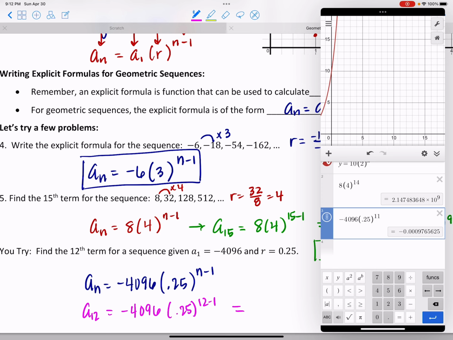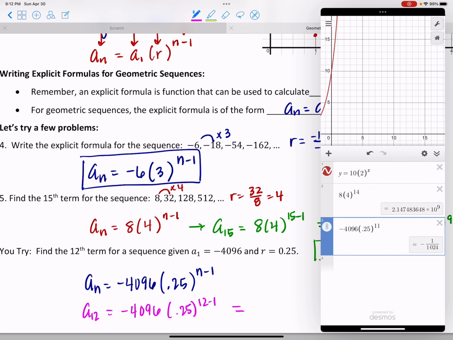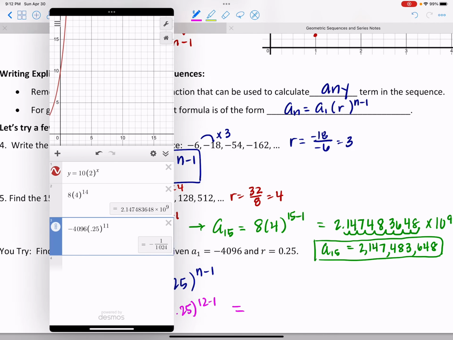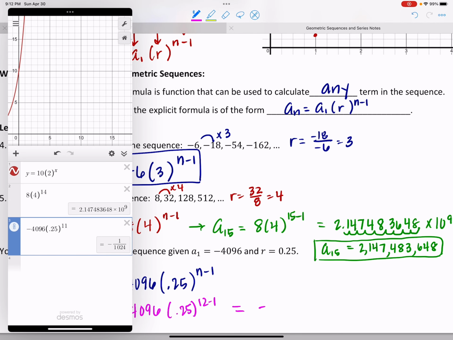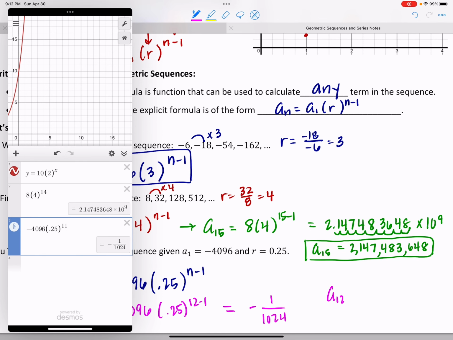Now that decimal is not difficult to write down, but if we can change this to a fraction that's a little bit cleaner, then I probably would write this in fraction format, and yeah, that looks a little nicer to me. So the decimal would be fine, but I'm going to call this negative 1 over 1,024, and that would be the 12th term on this list. Negative 1 over 1,024. And there we have it, okay?